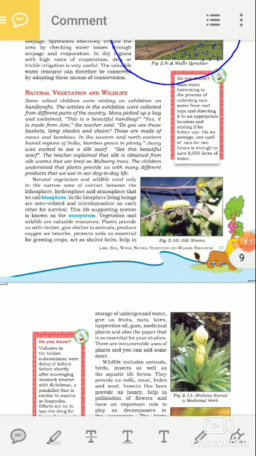The children understood that plants provide us with many different products that we use in day-to-day life. The children understood that plants provide us many things for our day-to-day needs.